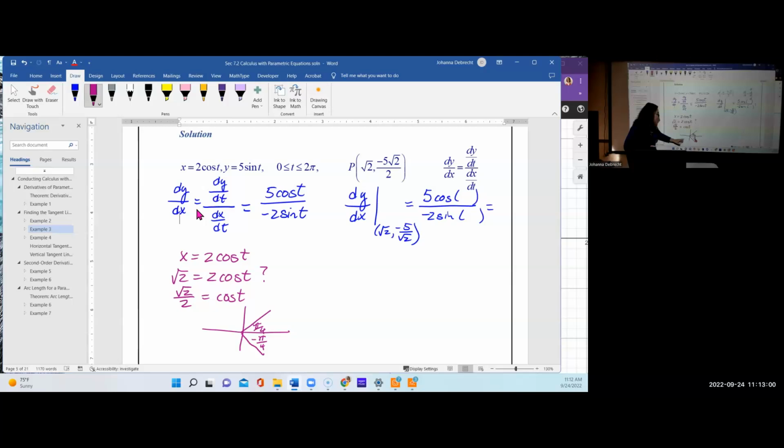Now the problem is negative pi over 4 does not fit in my range between 0 and 2 pi. So what is coterminal to that but does fit in my range? Well, that would be 7 pi over 4, coming around this way. So my possibilities here are t equals pi over 4 in Q1 or t equals 7 pi over 4 in quadrant 4. And I don't know which one it is. I'm going to use the y value in order to pin down which of those two it's going to be. So now I'm going to start with the y equation, which is y equals 5 sine of t.